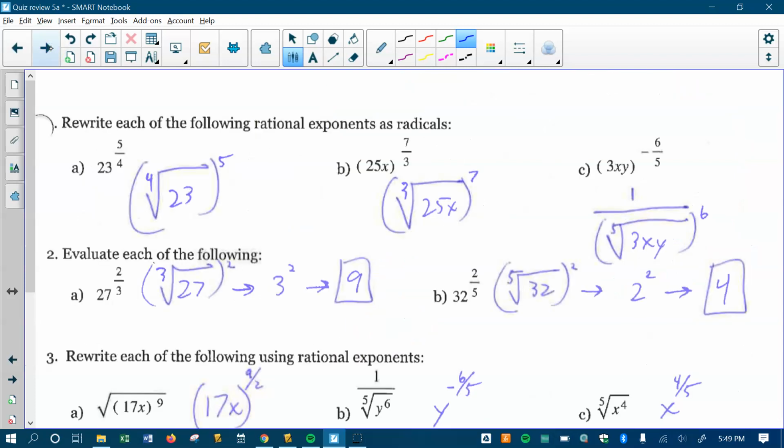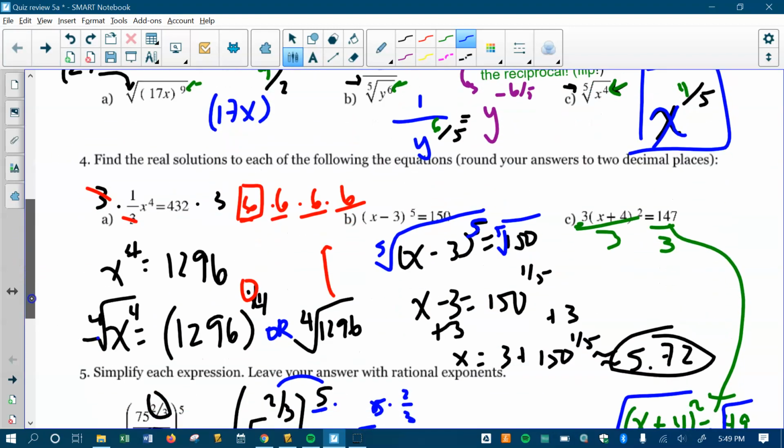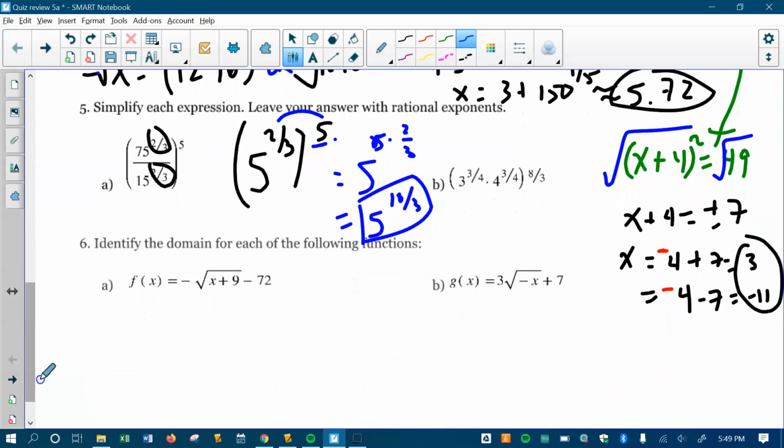And I don't think that your teacher simplified it. Let me just double check that. Nope, that's it. Okay, let's go back. A few more. Holy moly, we did a lot.